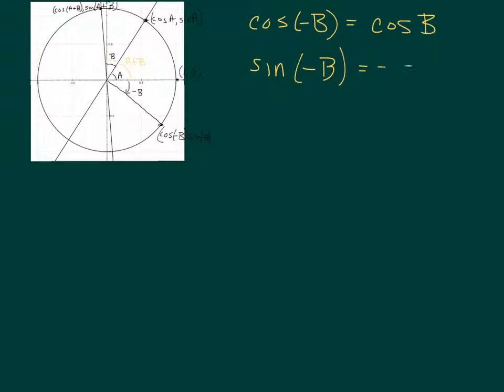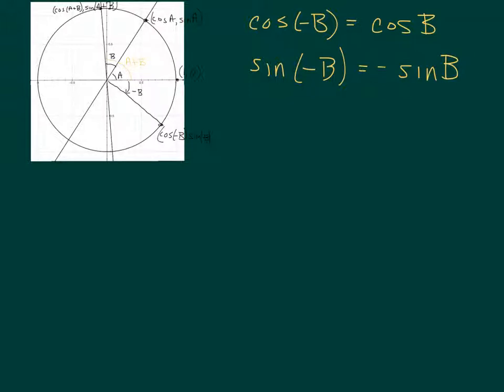Okay, so let's remember that the cosine of negative B is equal to the cosine of B by the opposite angle theorem, and by the same theorem we know that the sine of negative B is equal to negative the sine of B. So that will be useful as we go through the explanation of what's going on next.